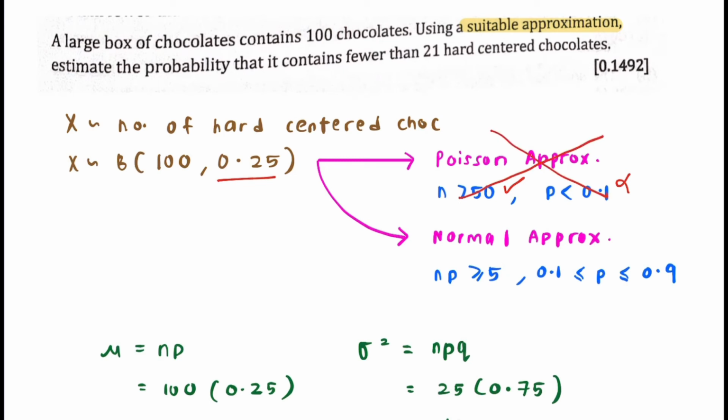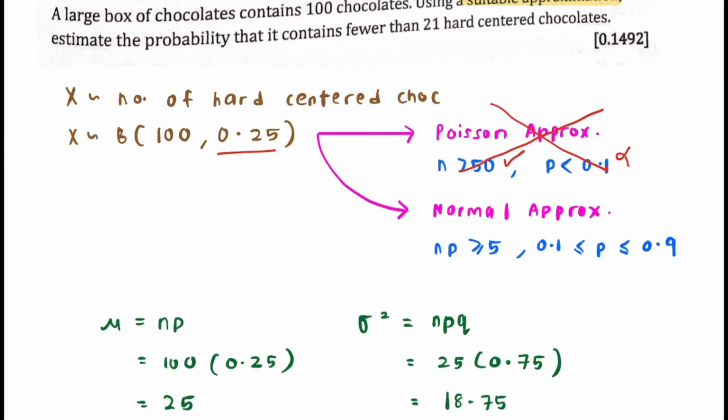Move to the second one, normal. Can you use normal? Check the np value. This is the np value, 25, so it satisfies the first condition, where mu is 25. And then p must be between 0.1 up until 0.9. Your p is 0.25, which also satisfies the second condition. So you can use the normal approximation method.